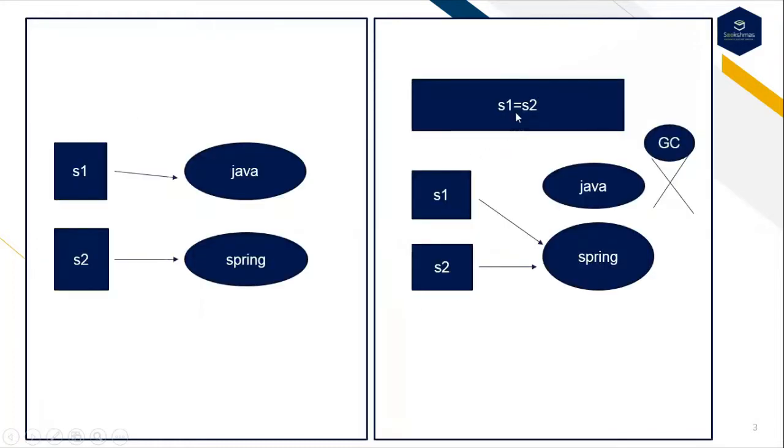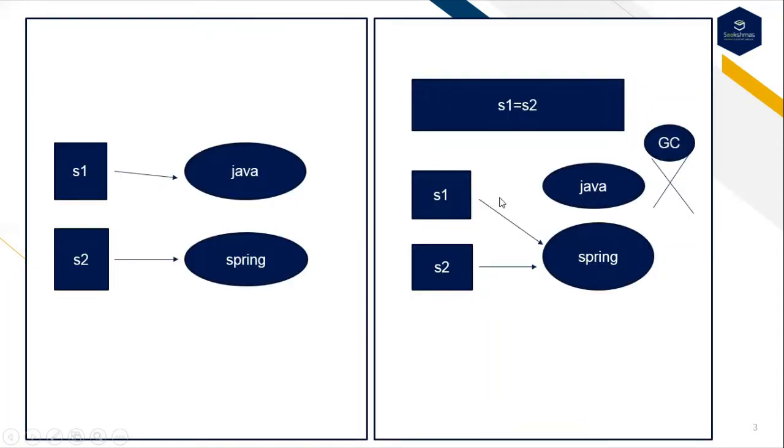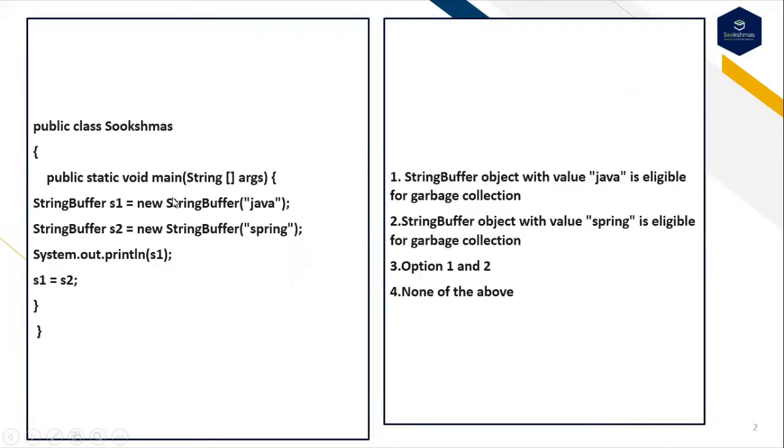When this operation is performed, S1 starts pointing to the StringBuffer object with the value Spring, and S2 is also pointing to the StringBuffer object with the value Spring. No reference is pointing to the StringBuffer object with the value Java, and this object is said to be eligible for garbage collection. So the first option is the right option. This is the first question, and it belongs to garbage collection.